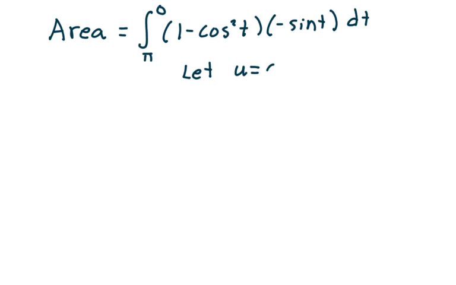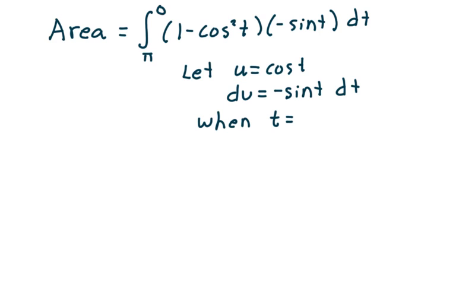So I'm going to let u be cosine of t. du is negative sine t dt. When t equals pi, cosine of pi is -1, so u equals -1. So I'm plugging in up here. When t equals 0, cosine of 0 is 1, so u equals 1.